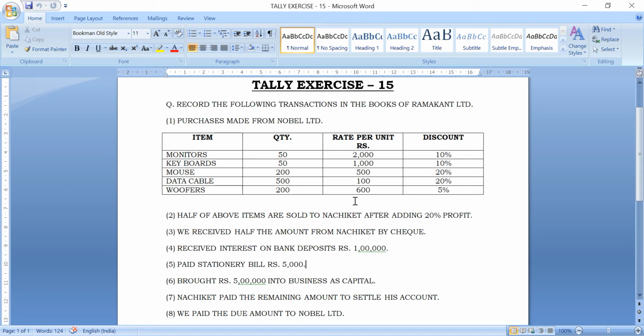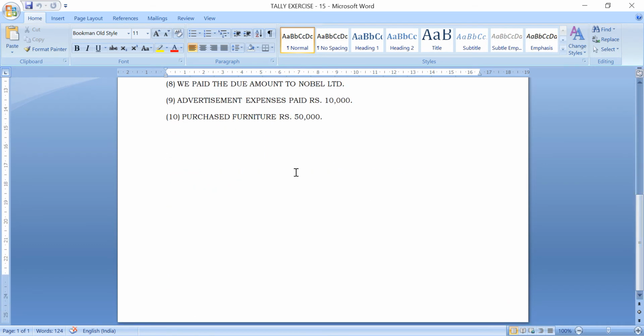For example, this is data cable, right? Data cable was 100 rupees, from which 20% discount is deducted, now 80 is left. On 80, add 20%. Let us calculate here for data cable. Originally it was 100, from which we deduct 20%, so now we have data cable at 80. On this 80, add 20% profit. How much does it come to? 80 plus 16, that means the price of data cable arrives at 96. For data cable we are selling it for 96 rupees.